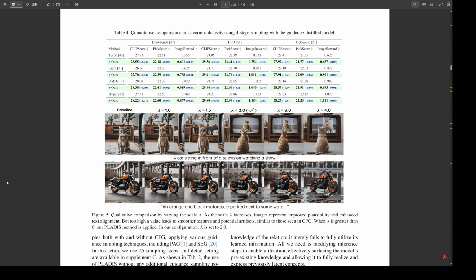And how did PLADIS do there? Again, improvements, the images were rated as higher quality. Impressive, but those are just numbers. Yeah, they did human studies too. And the verdict: people consistently preferred the PLADIS images.